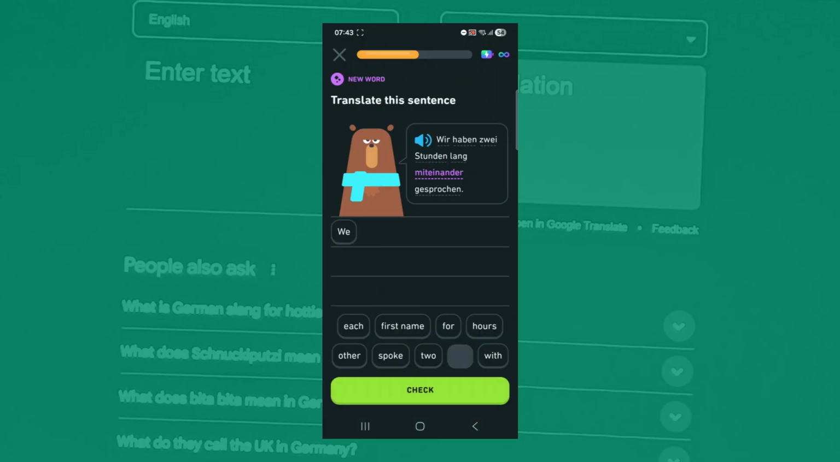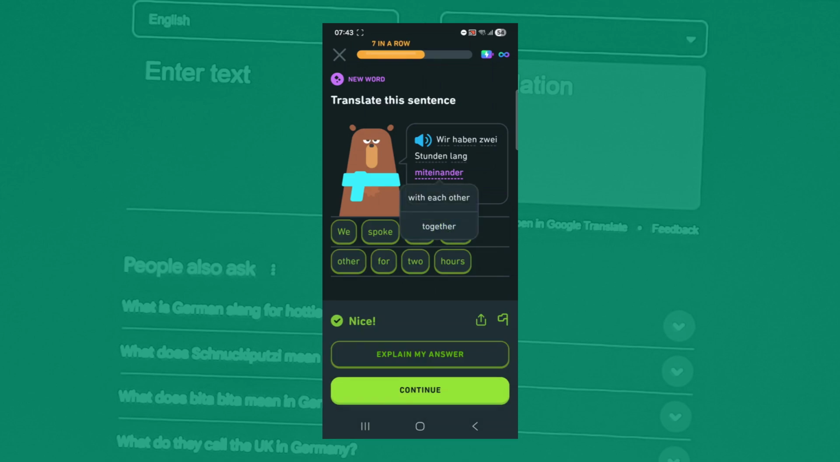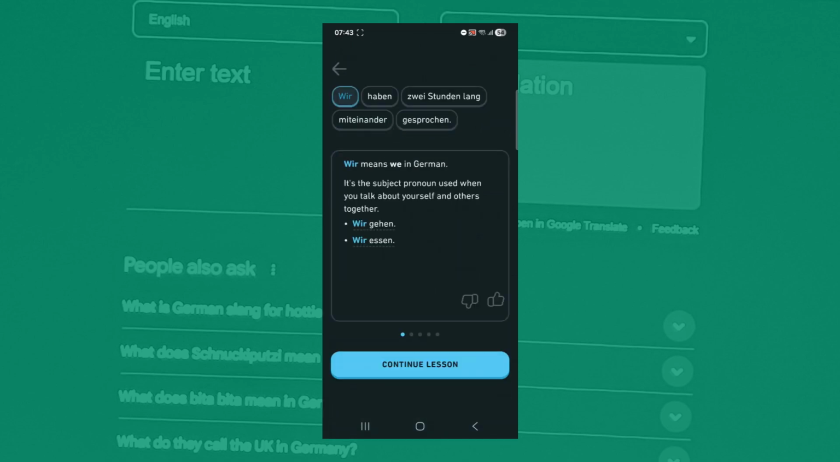Okay, so we... Miteinander. I am finding these explain my answers quite useful, but they don't always tell me what I want to know. I'm not saying that's the case here.